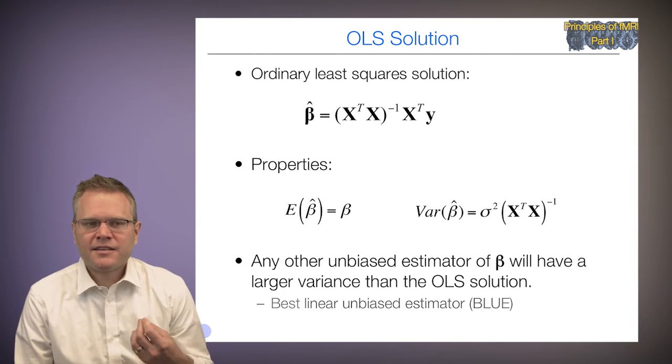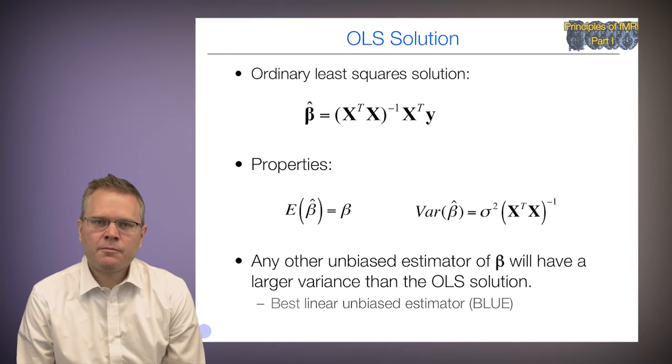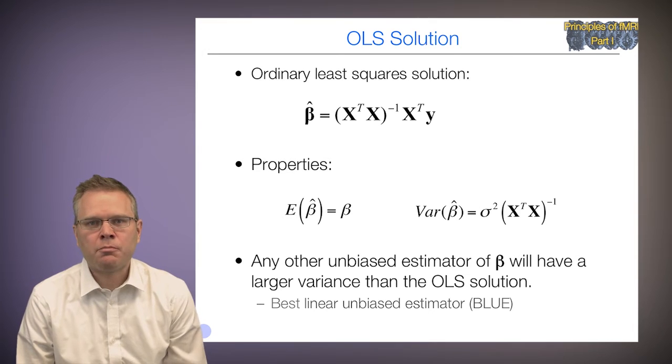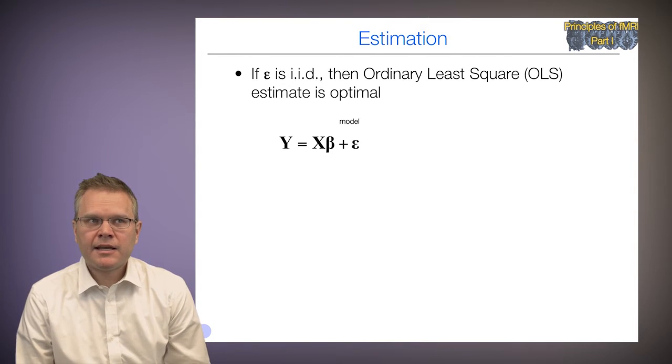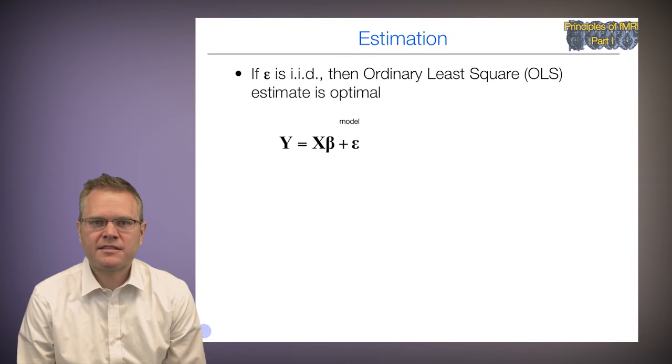Well, it turns out that according to something called the Gauss-Markov theorem, if you think of all the other possible estimators of beta that are unbiased, any other unbiased estimator of beta is going to have a larger variance than the OLS solution, the ordinary least squares solution here. So any unbiased estimate that we have will have a larger variance than the variance of beta hat. And so we call beta hat the best linear unbiased estimator, or BLUE. To recap, if epsilon is IID, then the ordinary least squares estimate is optimal in this best linear unbiased sense.